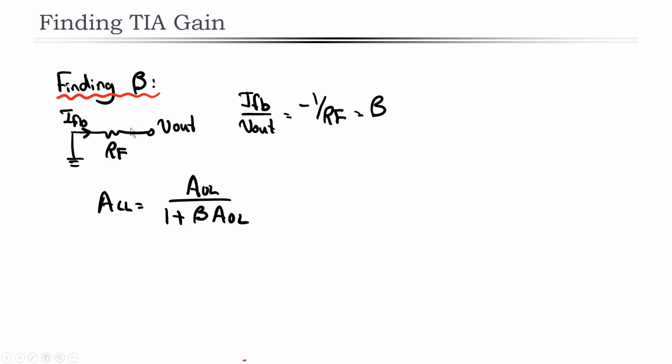So this is very easy to calculate because we can put our test voltage at the output. Here's our feedback resistor, and here's the feedback current that's being subtracted from the input. Pretty straightforward. Again, we have Ohm's law, and we can calculate beta, and it ends up being minus 1 over RF. So now we have our value of beta. We can go ahead and plug it back into this equation. Here's the open loop gain we calculated from before, and beta we just calculated now.